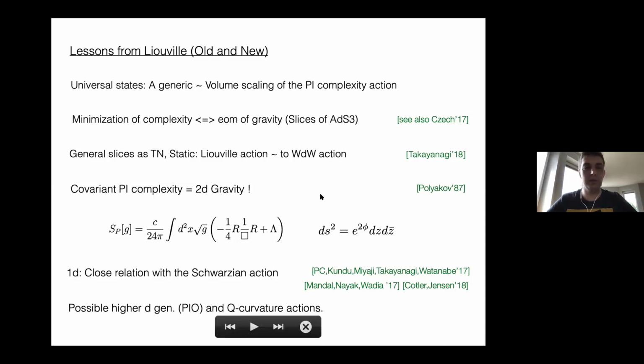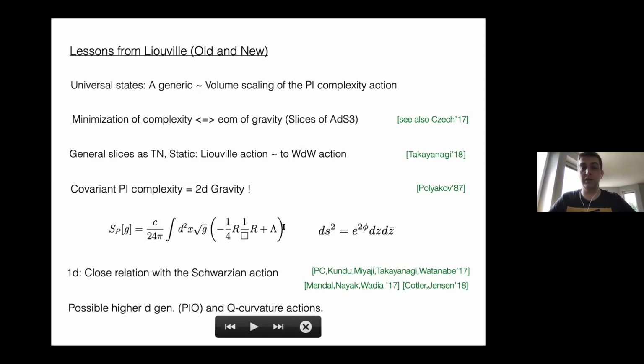And finally, maybe an older lesson that should put some light on the path integral optimization, or this path integral complexity, is that this Liouville action that I showed you, if you write it in a covariant way, is actually the two-dimensional gravity theory of Polyakov, also from a long time ago, and can be written with a central charge and then in terms of the curvatures of the background metric. This 1/box is the Green function. I will show it in more detail on the next slide.